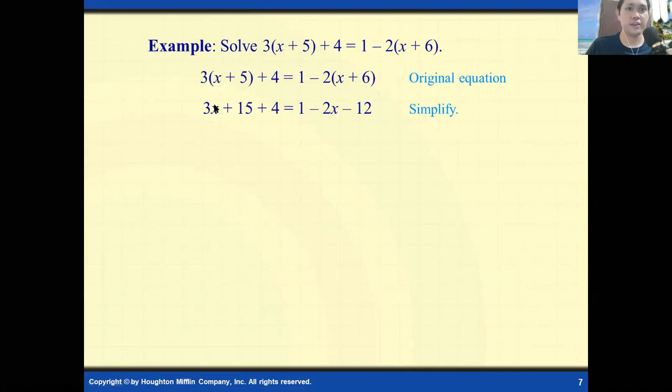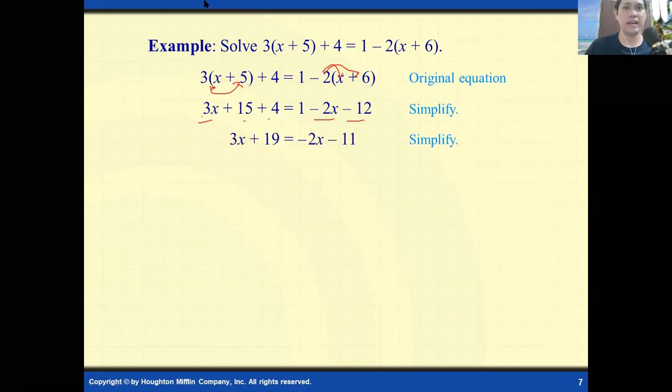Okay, we distribute. So 3 times x and 3 times 5, that gives you 3x plus 15. 3 times x, 3x. 3 times 5, 15, plus 4. Here, you have to distribute negative 2 to x. That's why we have negative 2x. And negative 2 to 6, we have negative 12, then 1. Then after that, what will we do? We simplify. We add like terms.